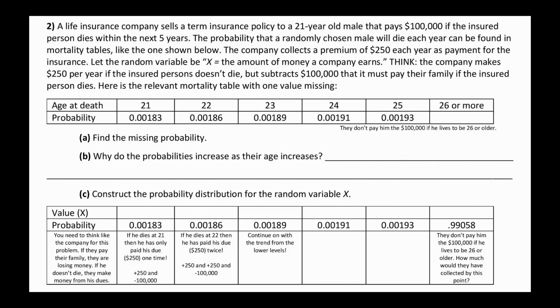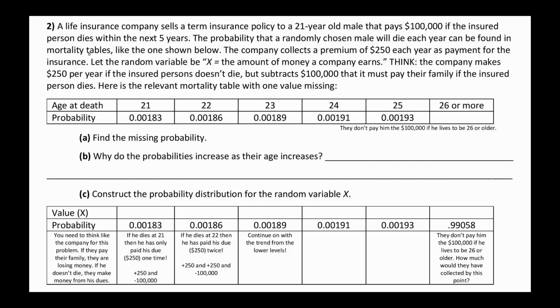So let's look at problem number 2. A life insurance company sells a term insurance policy to a 21-year-old male, and it pays him $100,000 if the insured person dies within the next 5 years. The probability that a randomly chosen male will die each year is found in what's called a mortality table.